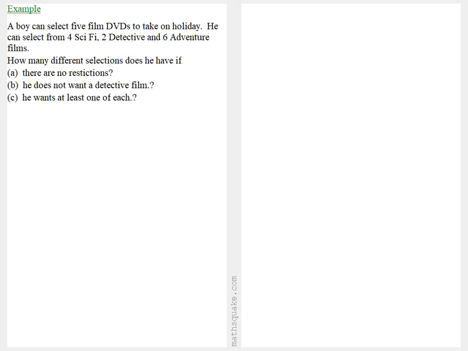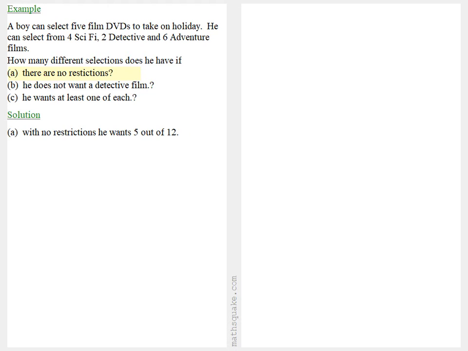Let's have a look at one more example. A boy can select 5 film DVDs to take on holiday. He can select from 4 science fiction, 2 detective and 6 adventure films. How many different selections does he have if there are no restrictions?